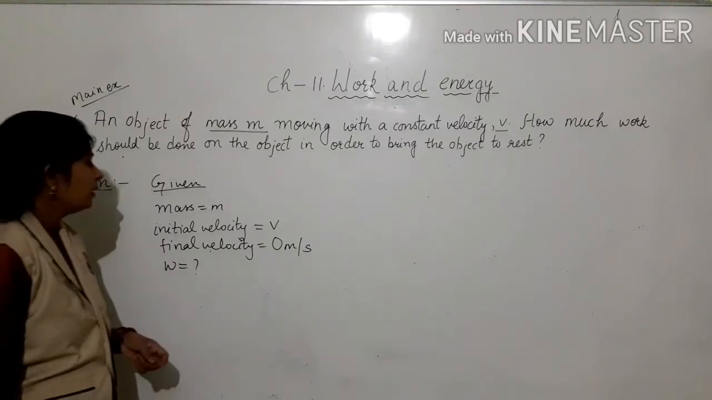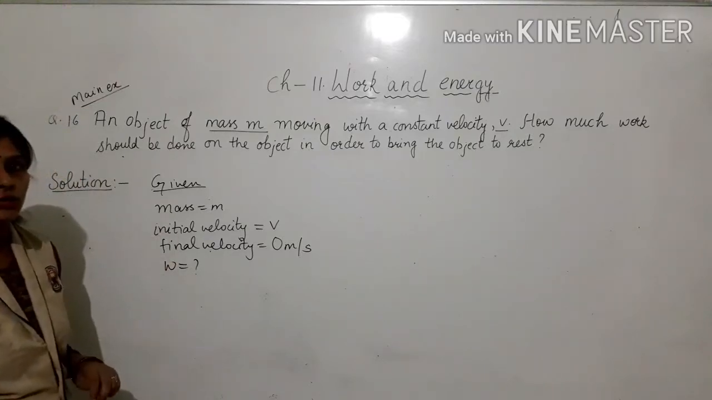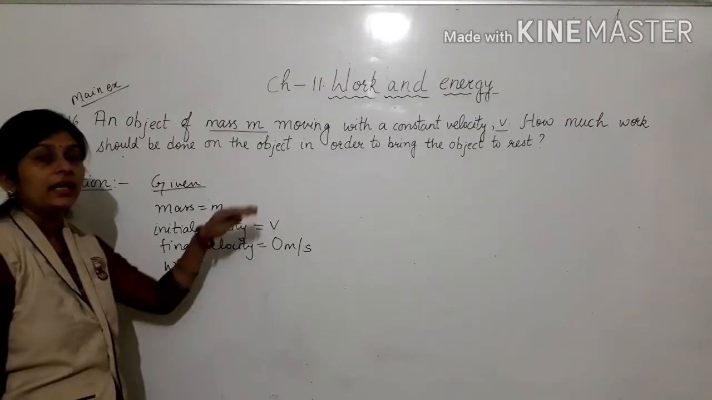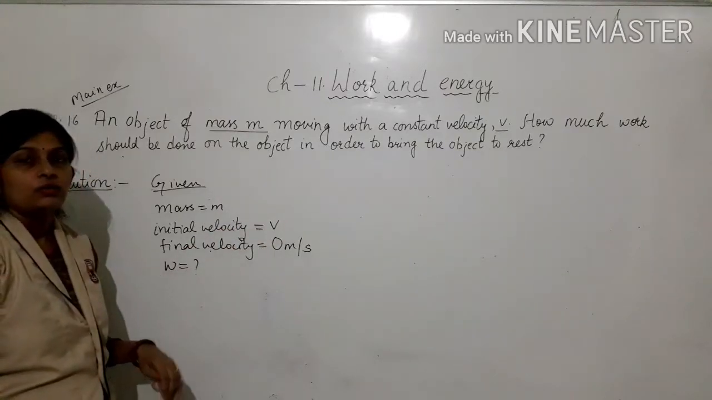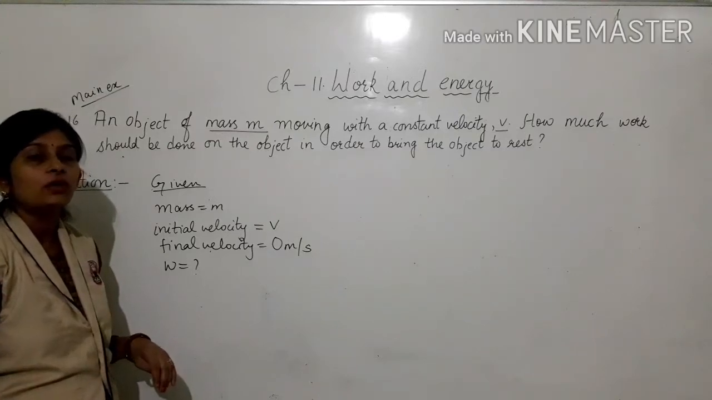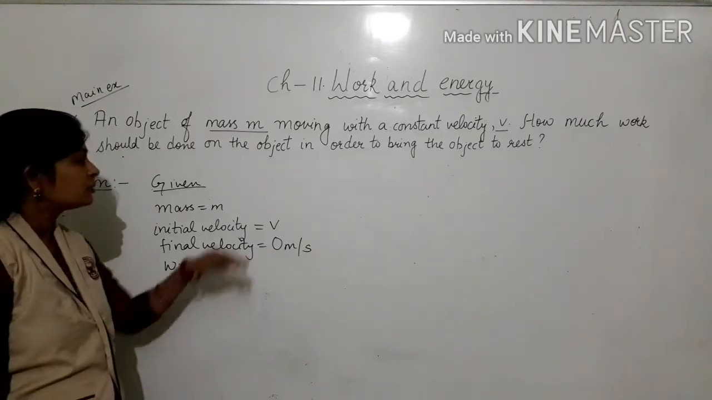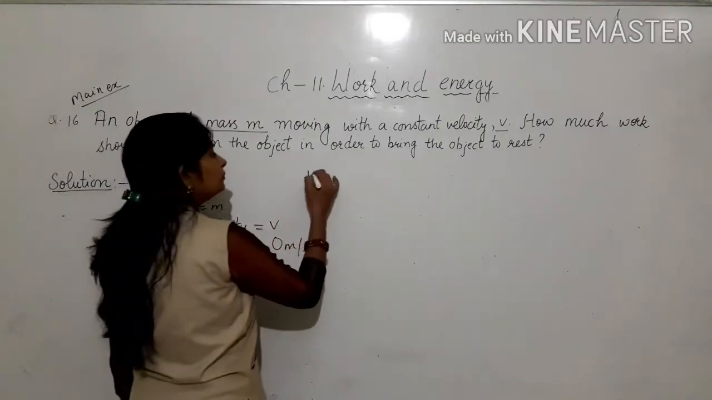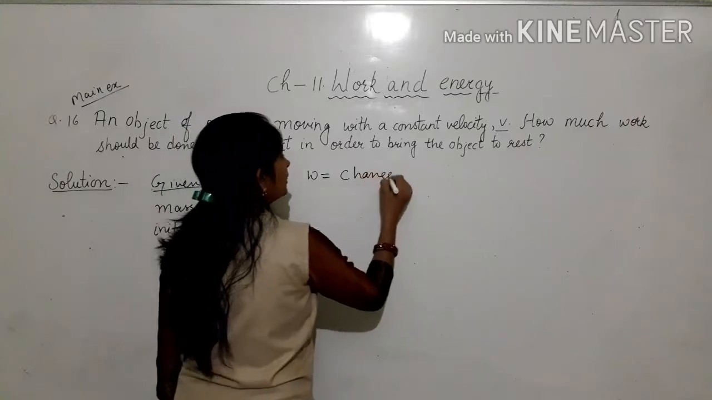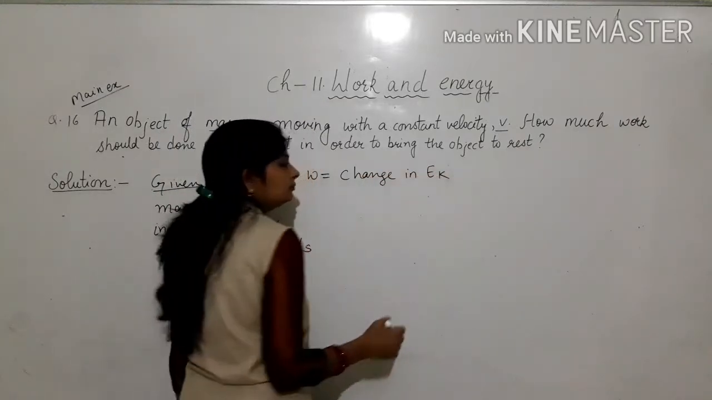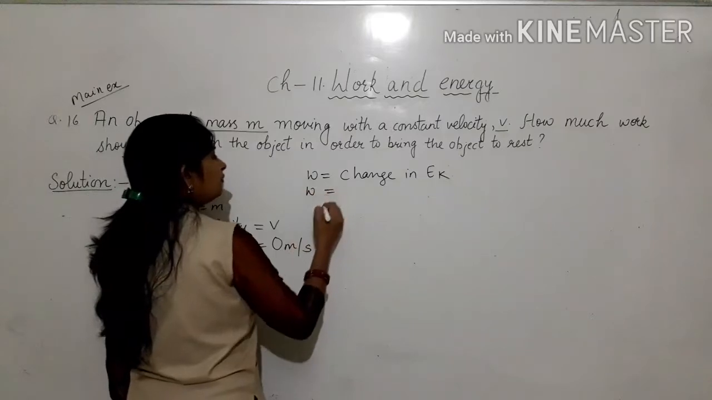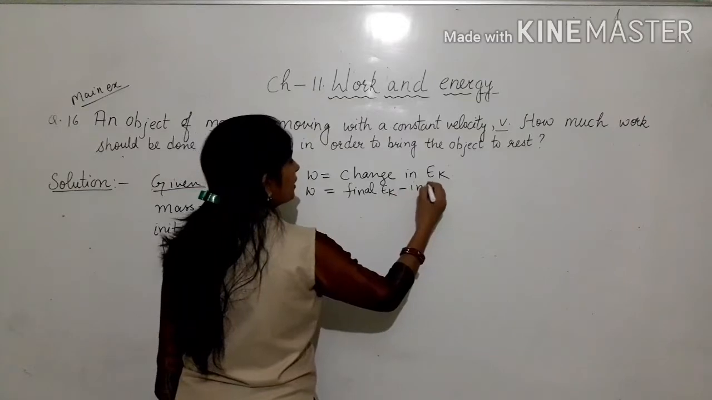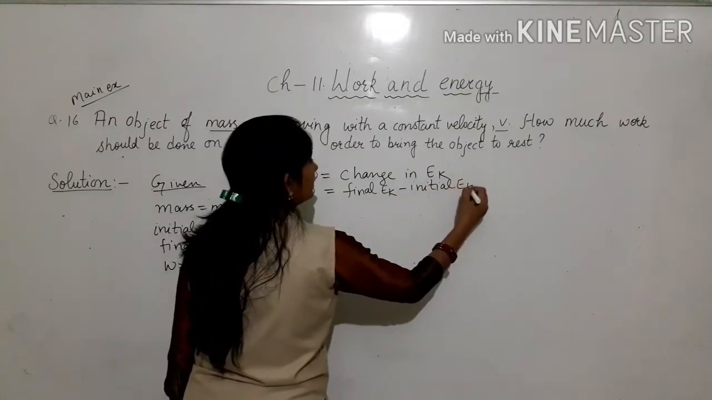How is that? See, a work is done on the object. Due to that work, the object's velocity changes, kinetic energy changes. So whatever the work is done on the object, that much change in kinetic energy takes place. So work is equal to change in kinetic energy. Work is equal to change in kinetic energy means final kinetic energy minus initial kinetic energy.